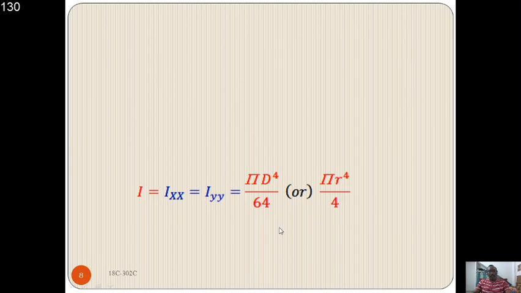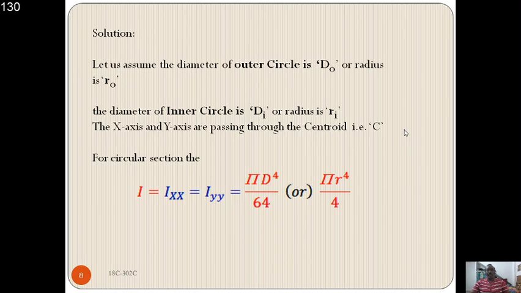We know that for each circle, the moment of inertia is pi d to the power of 4 by 64 or pi r to the power of 4 by 4. So we understand that there are two circles, one outer and one inner, which make the hollow circular section. We will notate the same thing. The outer circle has diameter d naught and radius r naught. The diameter of the inner circle is denoted as di and the radius is denoted as ri.